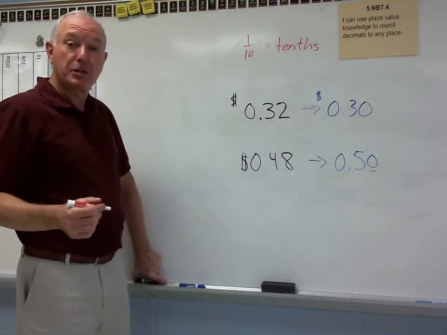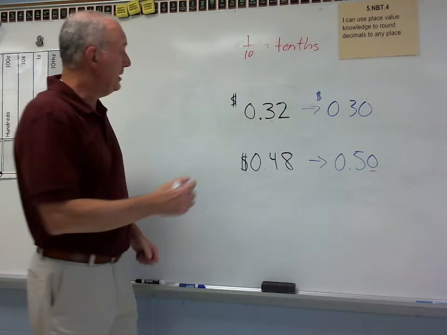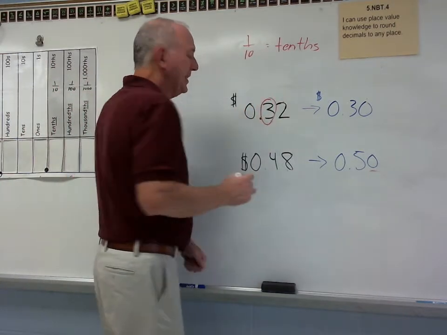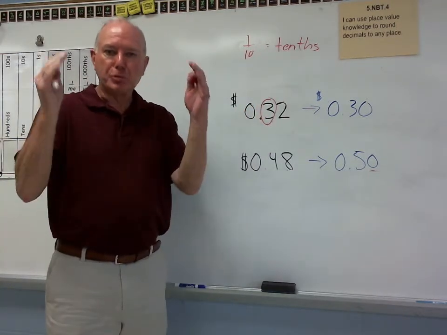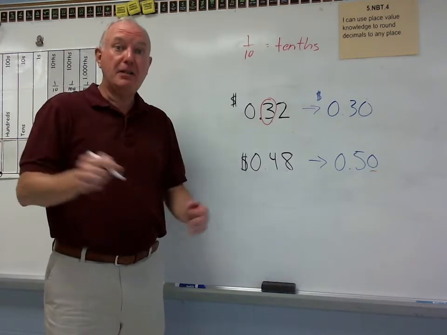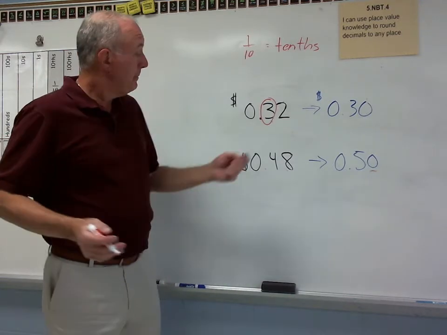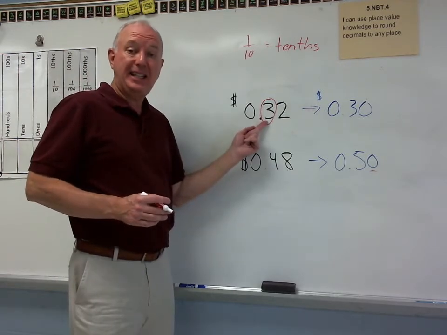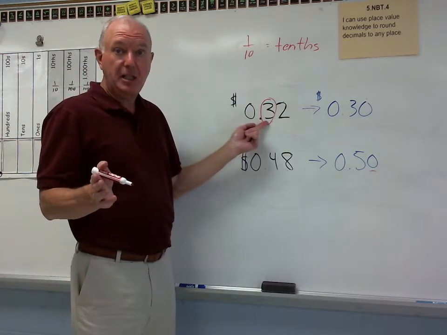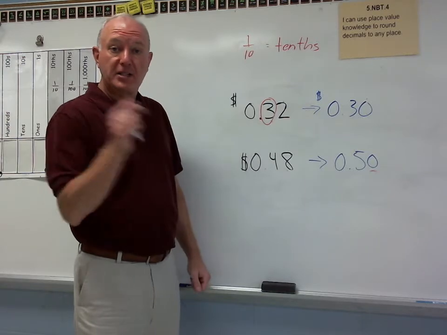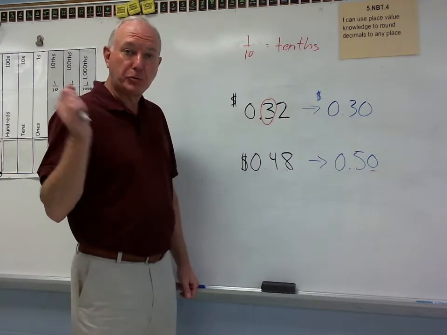The first thing I would do is put a round circle around the tenths place. Just keep it in mind, if you're rounding to that place, put a round circle on that place. That's the easy way to remember this. This right here is one of the key digits. The other key digit is always the one next to it on its right.